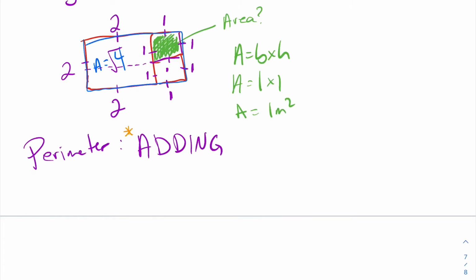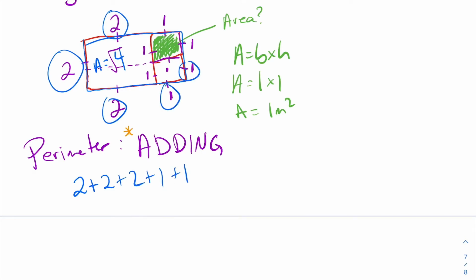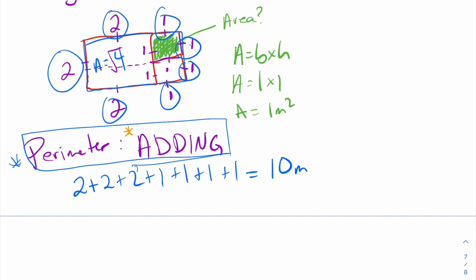Perimeter is adding all the sides together that you know. So we would start with 2 plus 2 plus 2 plus 1 plus 1 plus 1 plus 1. That's the perimeter of everything around the shape, and I have drawn that in blue. So you would add this together: 2, 4, 6, 7, 8, 9, 10. So the perimeter would be 10 meters. Perimeter doesn't get the meters squared because it's not multiplying, but you just have to remember that perimeter is adding. This is an important piece for the PAT.